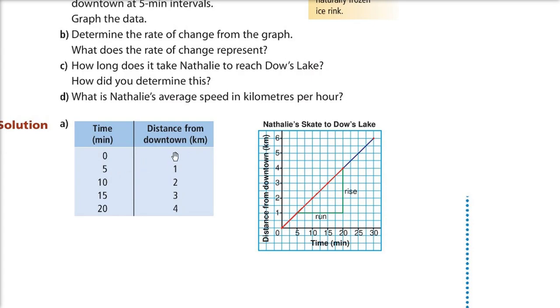So at 5 minutes, she will be at 1 kilometer. At 10 minutes, she will be at 2 kilometers. That is just twice. At 15, it will be 3. At 20, it will be 4. So every 5 minutes we increase 1 kilometer.